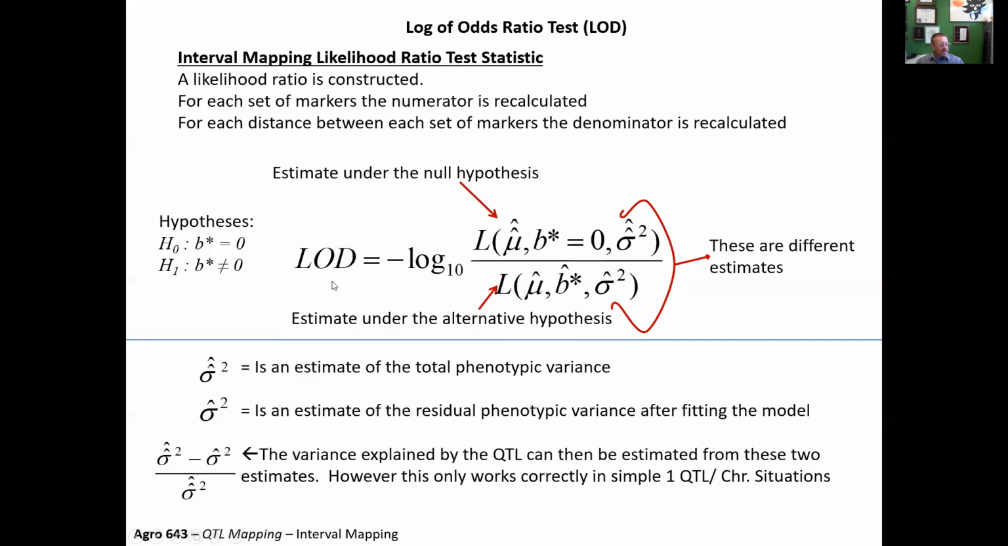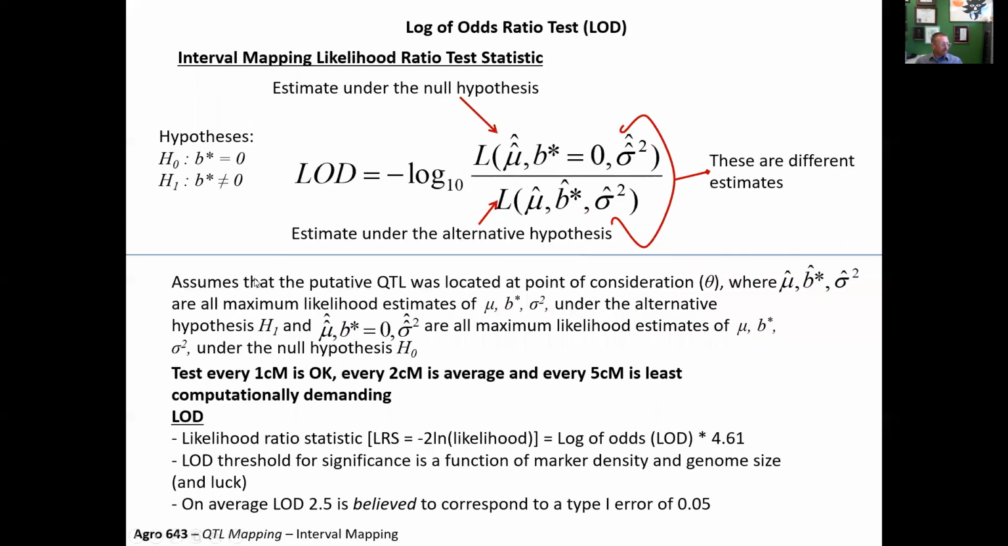And so our hypothesis that there is a QTL is based on some likelihood. Now, trying to simplify this, what it really should reinforce for you is that it does not tell us that there is a QTL. It tells us what the likelihood is that there's a QTL. And we set some boundary to say whether or not we believe that's significant. Okay.